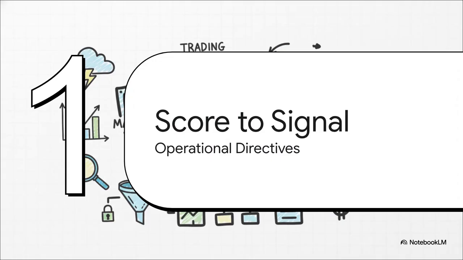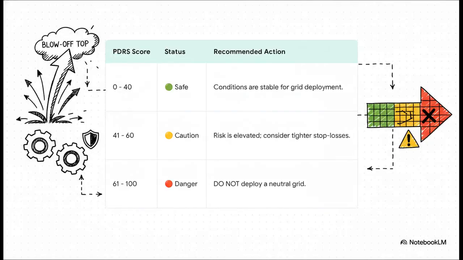Okay, so after the data pipeline, the AI council, the 5 PDRS checks, and the historical analysis, how does all of this complexity get turned into a simple, clear directive that an operator can actually use? The answer is a really clear set of thresholds. A PDRS score between 0 and 40 is green, safe for deployment. A score from 41 to 60 is yellow, caution, meaning the risk is elevated. And any score of 61 or higher is red, danger.